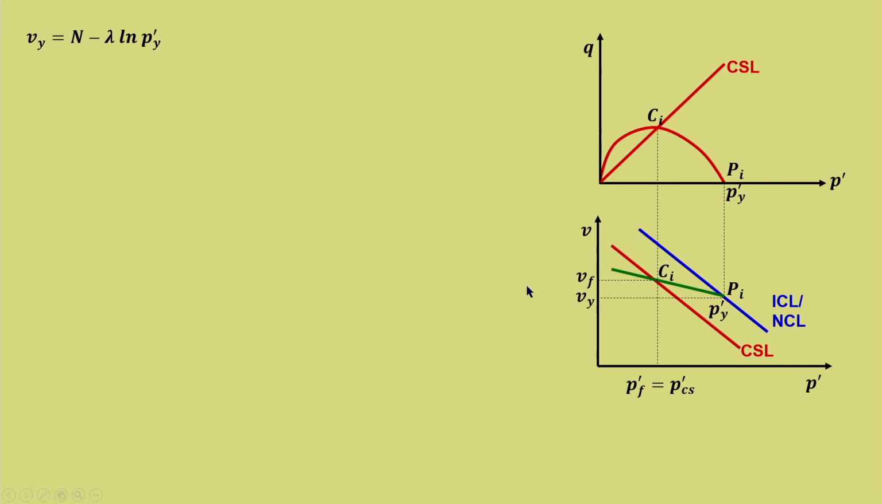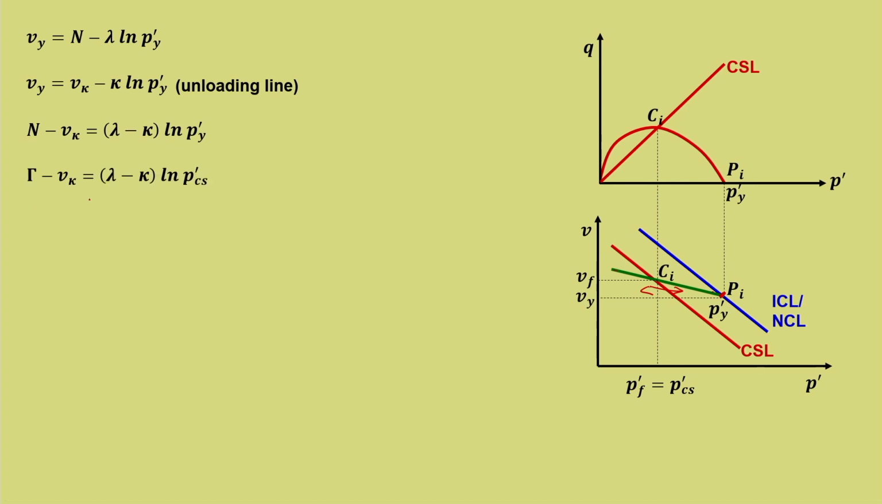So, Vy is equal to n minus lambda ln p' y from the normally consolidated line. Vy can also be written from the loading unloading line, I mean to say this particular point. Vy is equal to V kappa minus kappa ln p' y. Substituting these two, we can write n minus V kappa is equal to lambda minus kappa ln p' y.